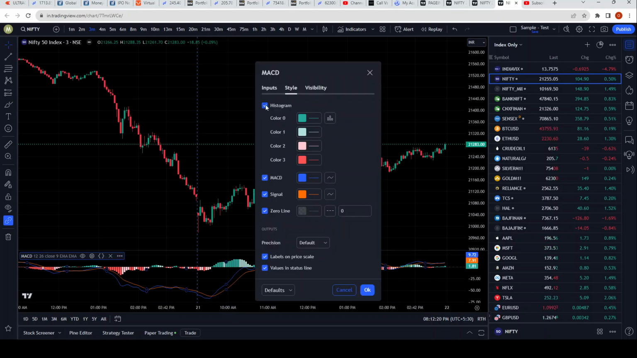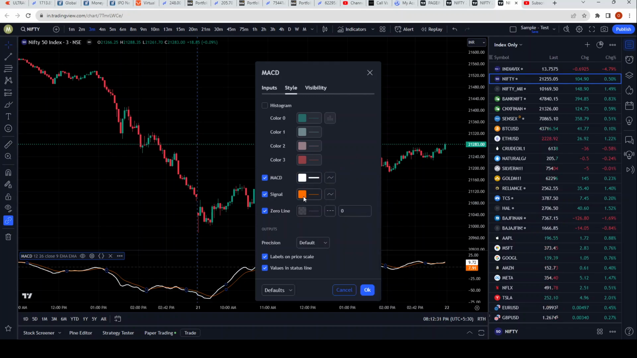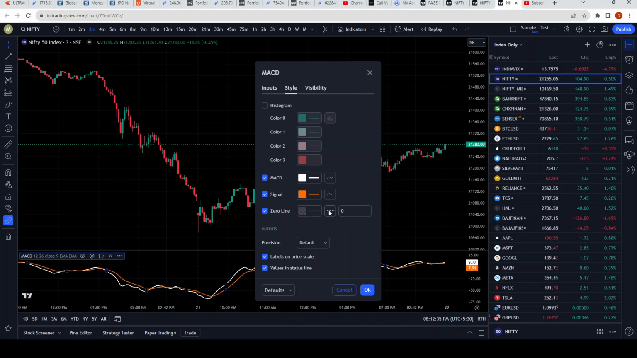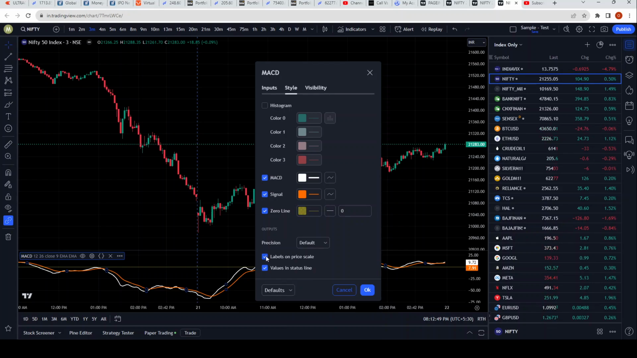We don't want the histogram. We will uncheck the histogram. We will make this blue white, and we will make it a little thicker. We will leave the yellow same. We will just make it a little thicker. The zero line over here, from a dashed line, we will convert that to a line, and we shall use a color like yellow. All right, in its default settings, which is 50%, we will uncheck this. We will uncheck this.